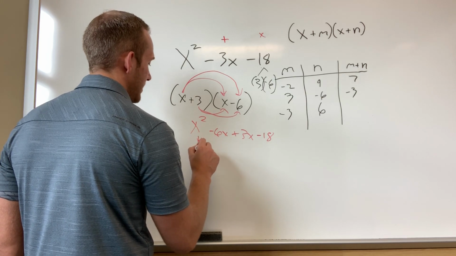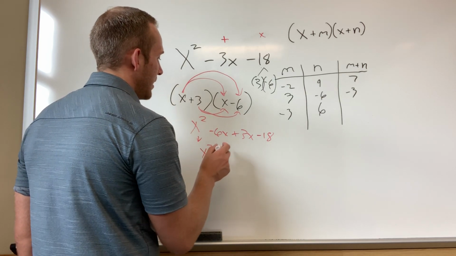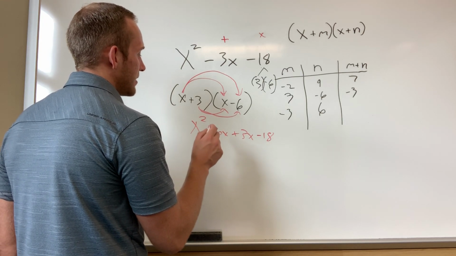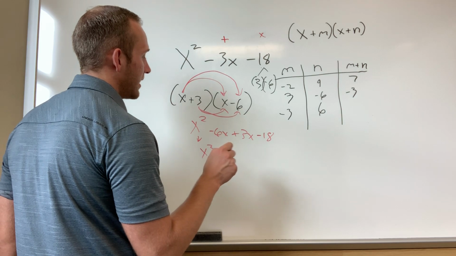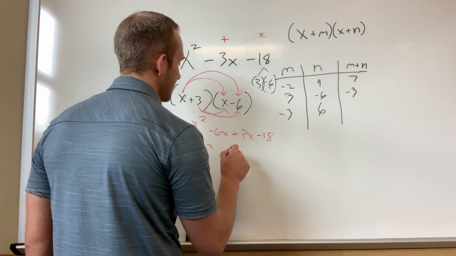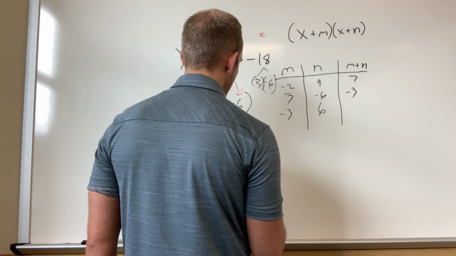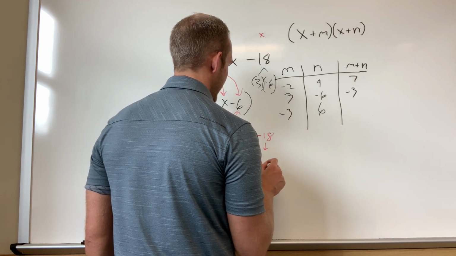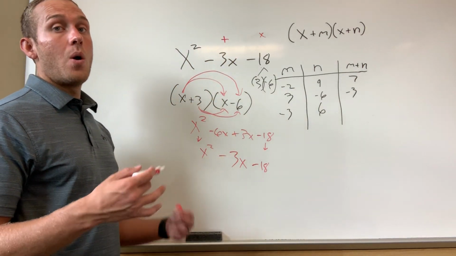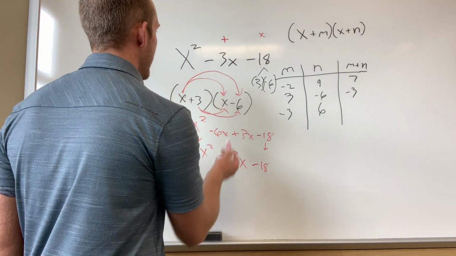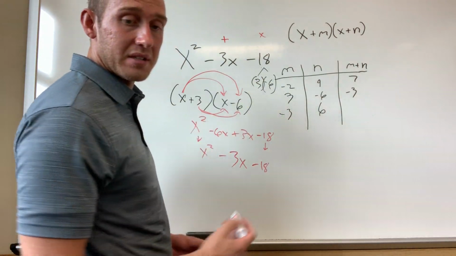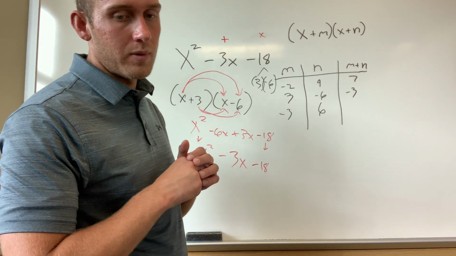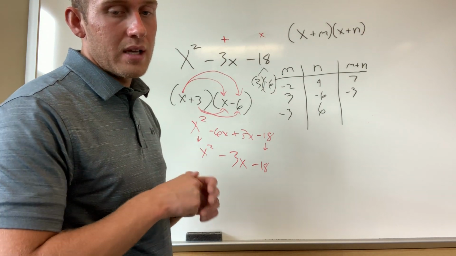So drop this down, that's x squared. Negative 6x plus 3x would be negative 3x. And then we just drop this down because that doesn't have an x. So that's negative 18. All right, so this equals that. We've confirmed it. And that is factoring a quadratic with leading coefficient 1.